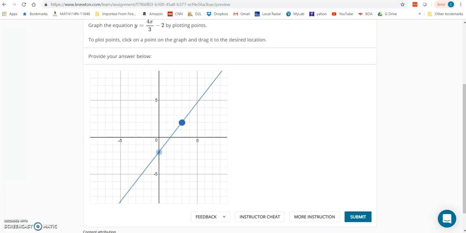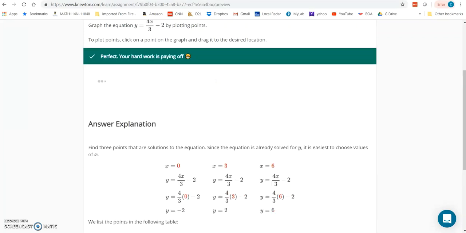We also plotted that negative 3, negative 6. And if you look at the graph, we can see that negative 3, negative 6 is a point on that graph as well. I'm pretty sure that's right. Let's hit submit. And we did it.